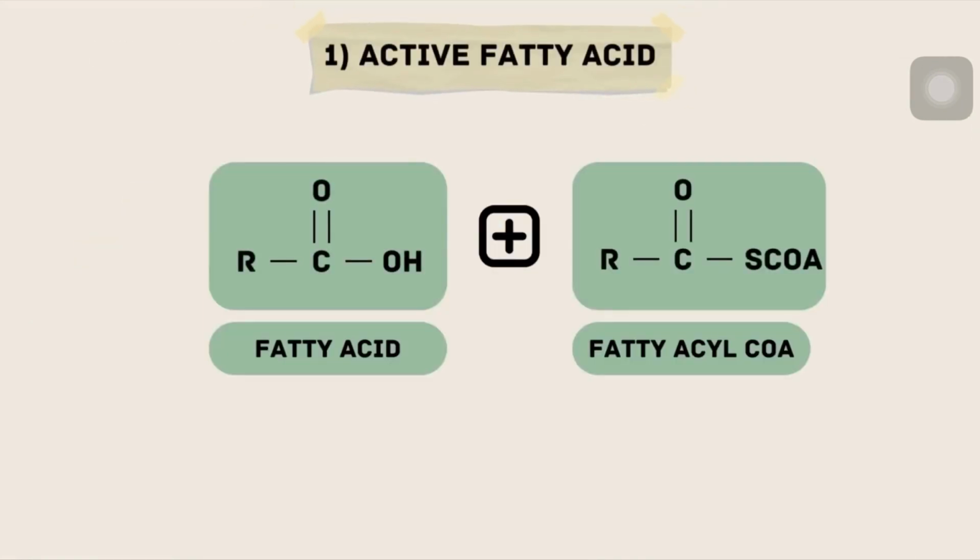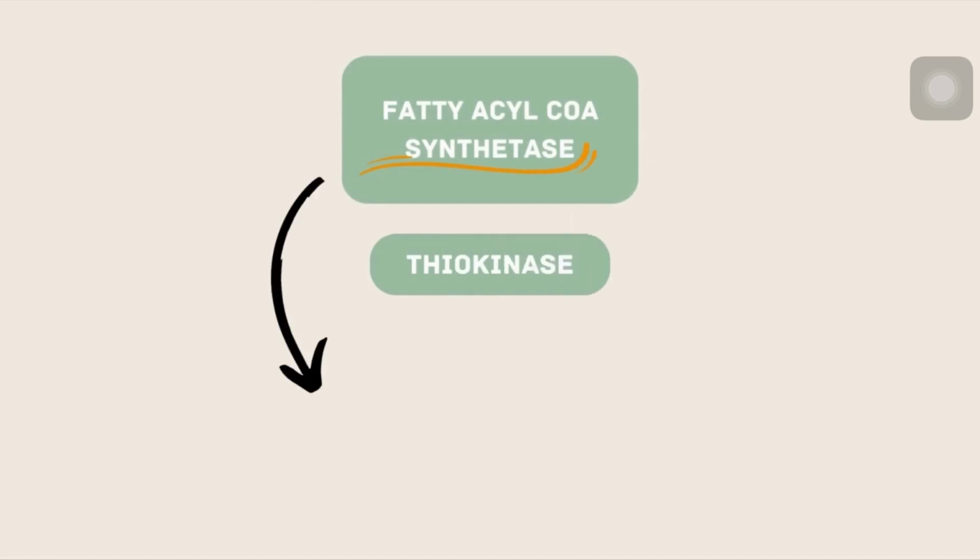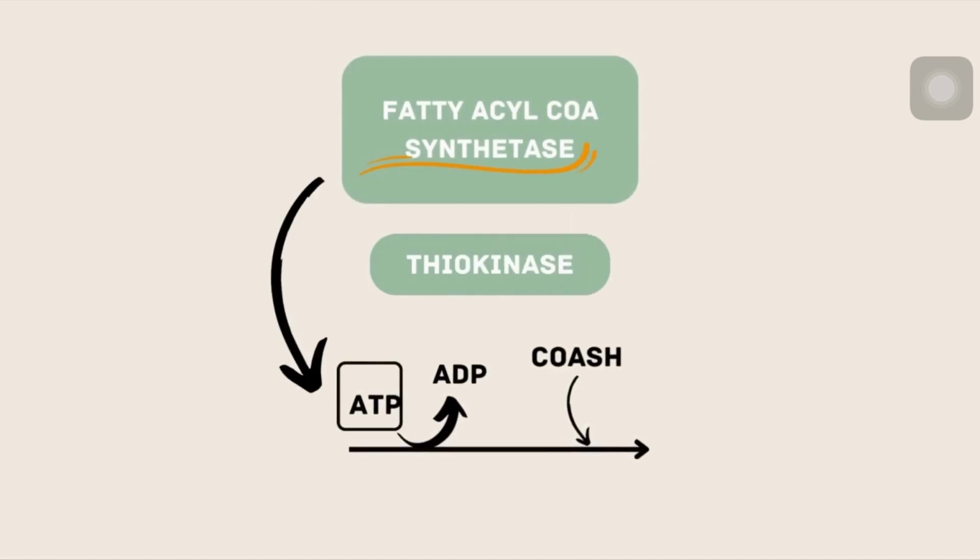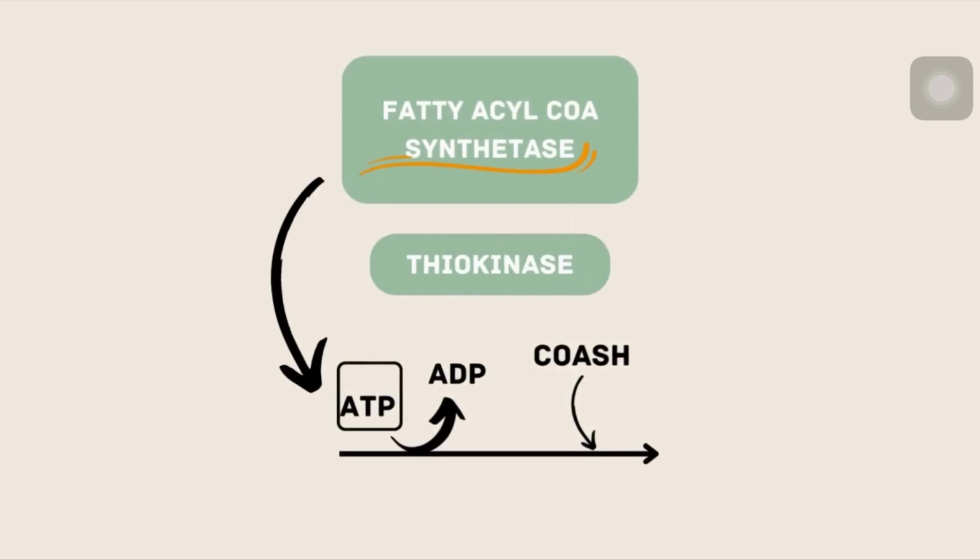First, we need to activate the fatty acid. In order to activate it, we add a CoA group at the end, making fatty acyl-CoA. This reaction is catalyzed by fatty acyl-CoA synthetase. Just looking at the name synthetase, we can get a clue that we need ATP to make this reaction happen. This is also called thiokinase, where kinase means using ATP, and thio represents the CoA group.